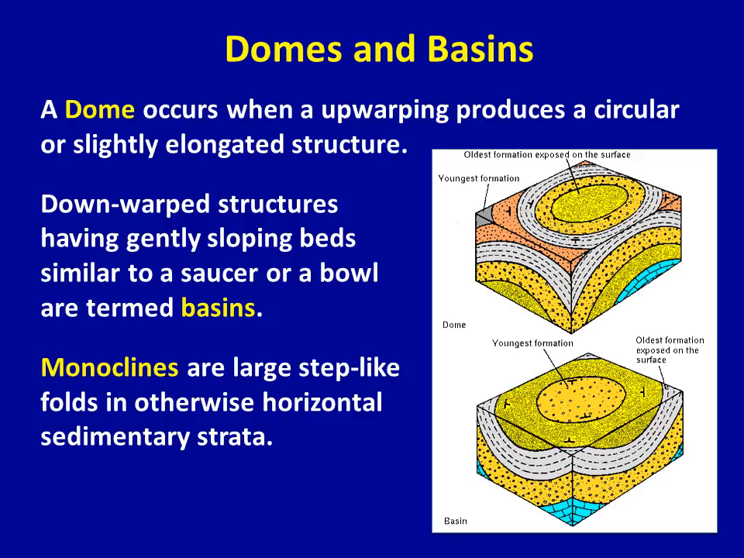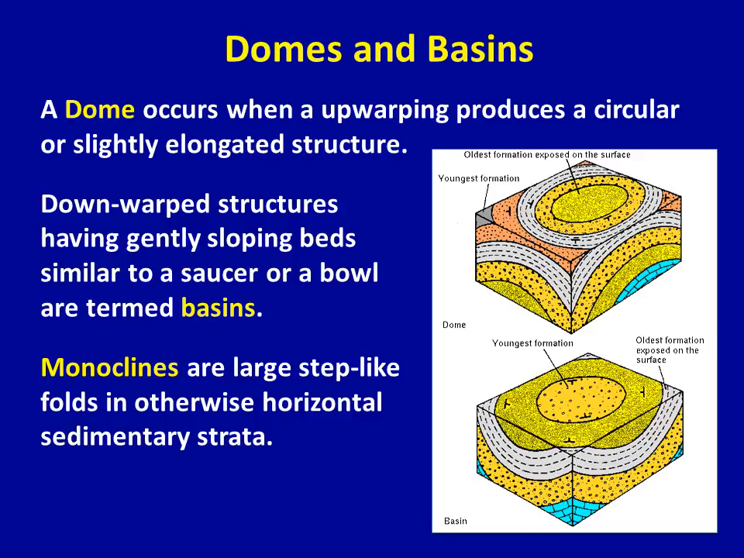Now, another feature associated with these are domes and also basins. A dome occurs when an upwarping produces a circular or slightly elongated structure. So in a dome, once it's eroded flat, in this case, you have the oldest rocks there in the center of the dome and the youngest rocks on the outside. And the downwarping basins are just the opposite. They have a saucer shape, and if they're eroded flat, then the youngest rocks will be in the middle and the oldest around the edges.